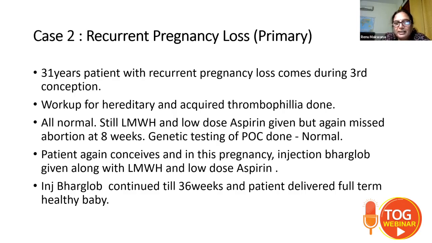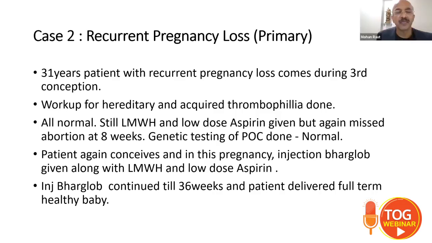In the third pregnancy it was so frustrating that she came with the same gestational age and missed abortion. So in the next pregnancy, I gave her Bharglobe preconceptionally, along with folic acid and aspirin. Then she conceived. As soon as pregnancy was confirmed, I started LMWH and aspirin 150, and she delivered a full term healthy baby, with Bharglobe given during pregnancy.